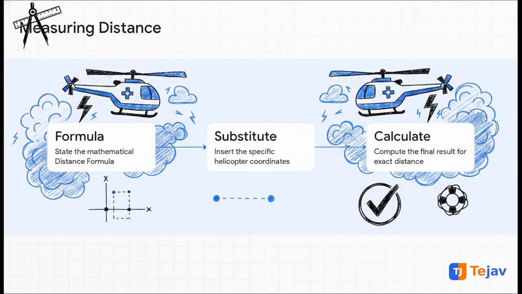Suppose 2 rescue helicopters are flying in a massive storm. Chopper A is at coordinate (1, 2). Chopper B is at (4, 6). How far apart are they? Well, first we grab the distance formula. Next, we substitute those helicopter coordinates in, and then we do the math. The square root of 9 plus 16 equals the square root of 25, which leaves us with exactly 5 units. That right there is perfect, reliable accuracy when lives are actually on the line.